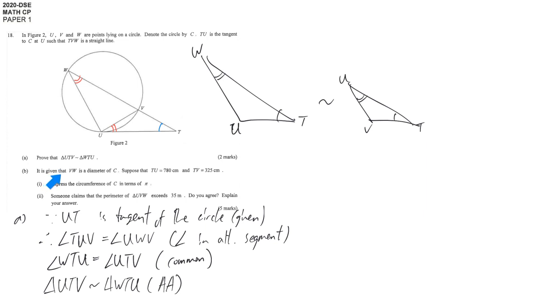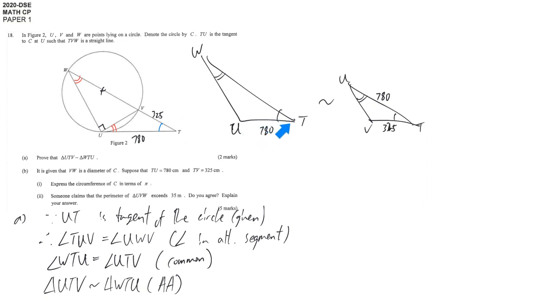In part B, it's given that VW is a diameter of C, so this is very important information. There is a center in the midpoint, and also immediately we know this angle is angle in semicircle. It is 90 degrees, and it may be useful later on. So T to U is 780. Right down here, that means 780 here. At the same time, it is 780 here. And then TV is about 325, so this is 325.